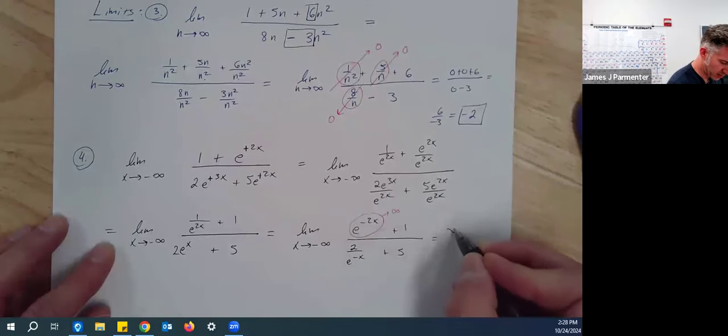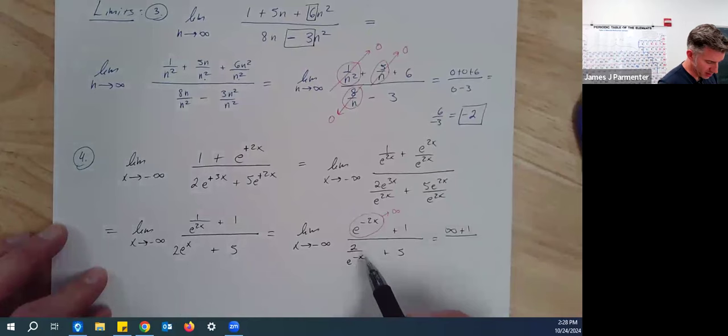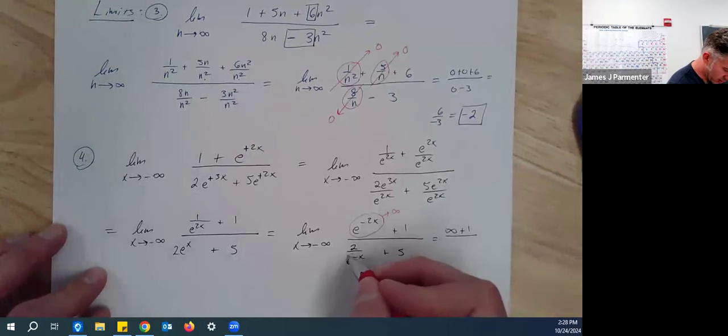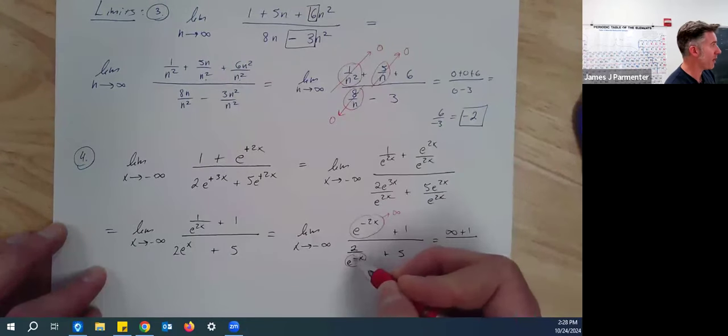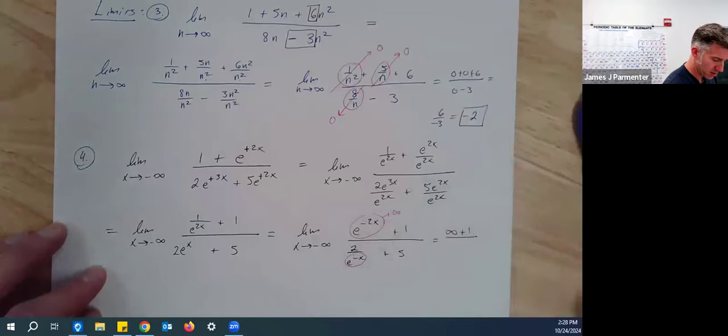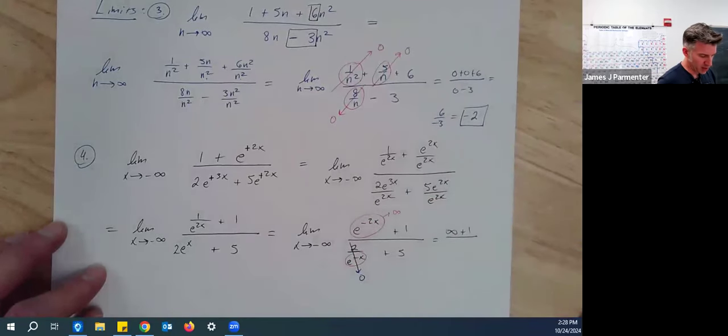I'm getting infinity plus 1 divided by, down here, this denominator is also getting infinitely large. It's e to the negative infinity, which is e to the positive infinity, which is e to a big number, which is a big number. But then it's 2 divided by a big number, so it's a small number. So on the bottom, we just have 0 plus 5.